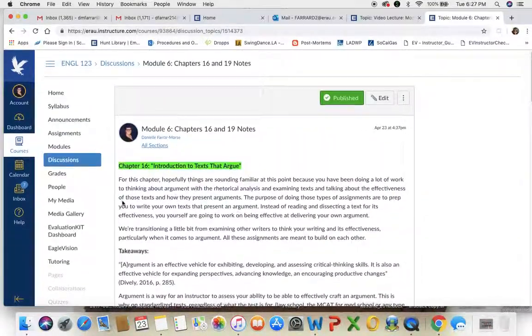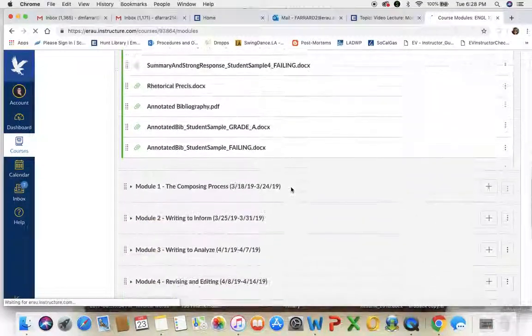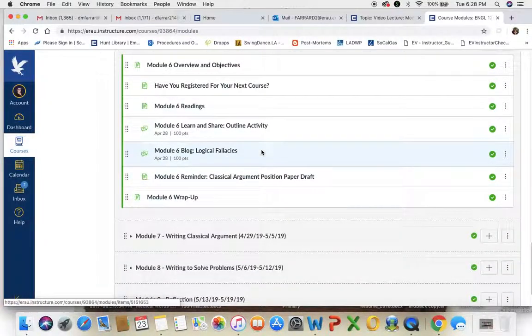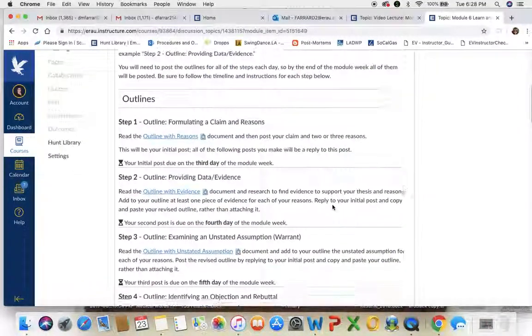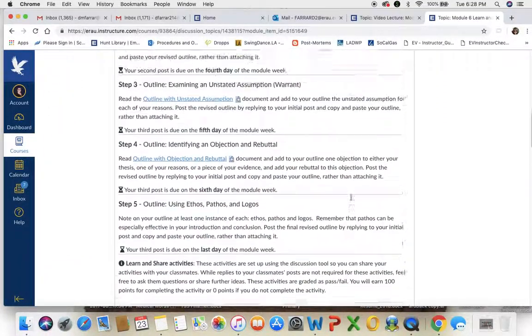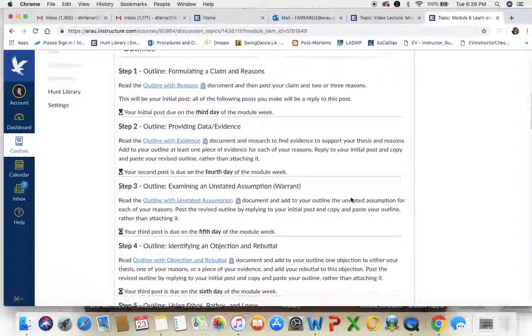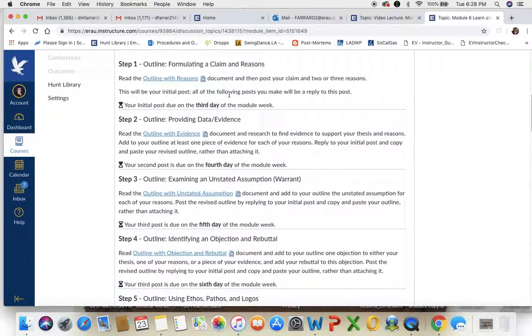So those are the two chapters for this particular week. I'm going to go back to modules and look at the outline activity really briefly. I feel like there are steps to it, and so when you first look at it, it can look a little bit overwhelming, but each day, starting on the third day, on Wednesday, you essentially have to go in here and do some work on a particular thing.